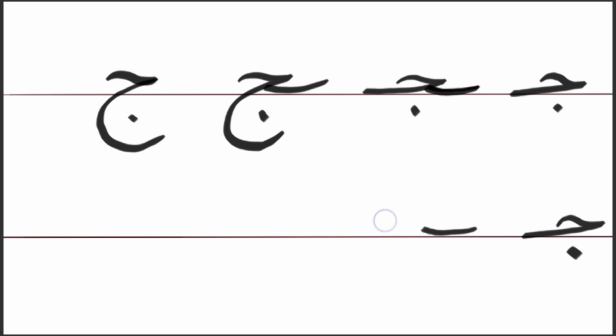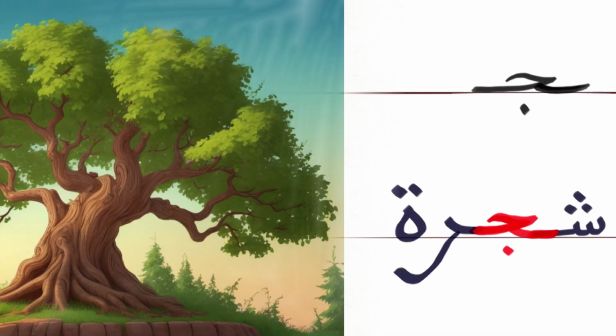Medial. This is how we draw this letter when it comes in the middle of a word. Let's notice that in the following Arabic word, شجرة, which means a tree in English.